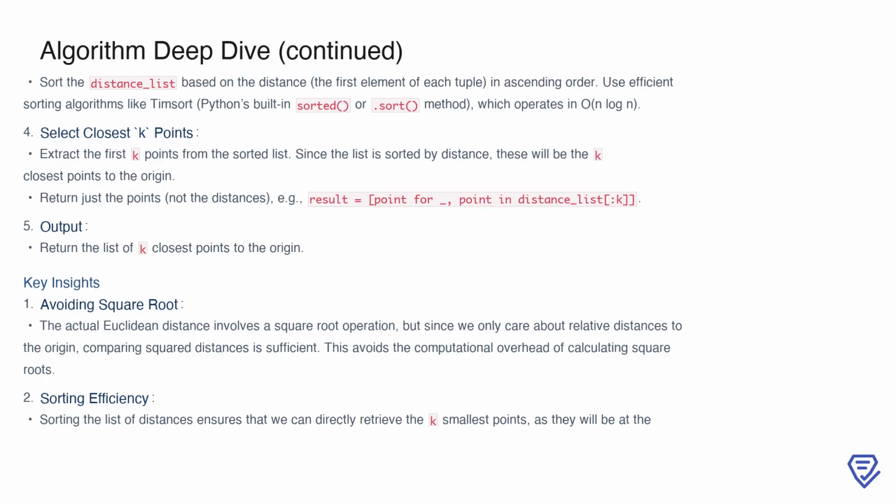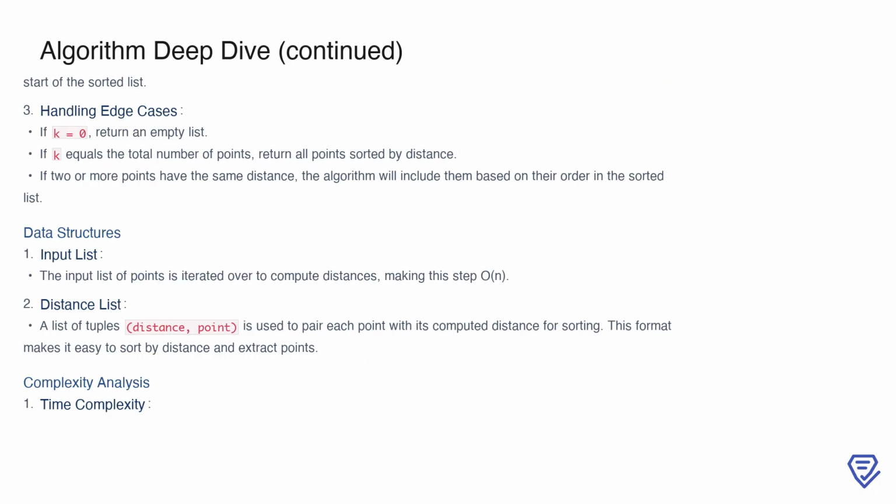Additionally, the use of squared distances avoids unnecessary calculations, which helps improve the efficiency of the approach. Sorting the distance list ensures that the k smallest distances are at the start, making it easy to retrieve the closest points. However, there are some edge cases to consider.